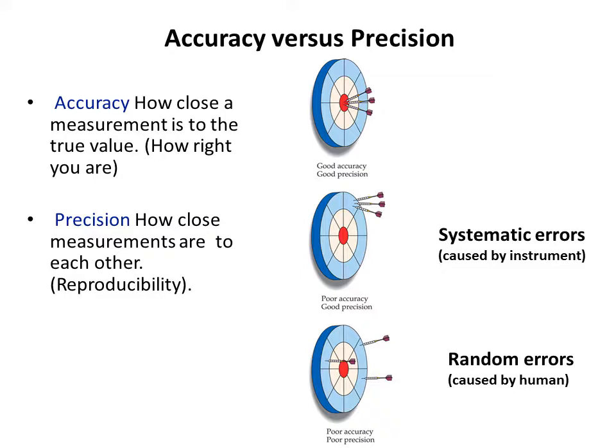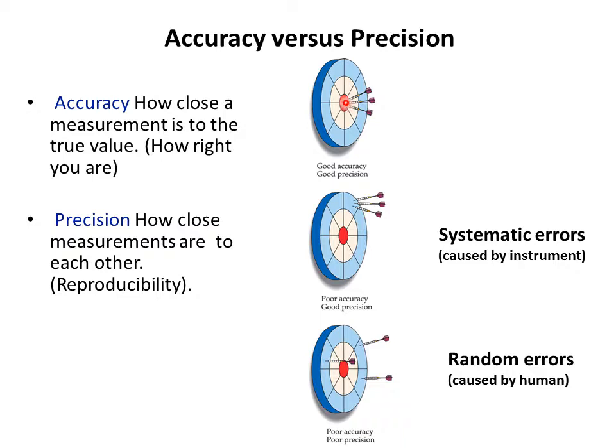Accuracy is how close a measurement is to the true value, or how right you are, whereas precision is how close measurements are to each other, and this is indicative of what we call reproducibility. So let's look at three cases so that we can differentiate accuracy and precision.